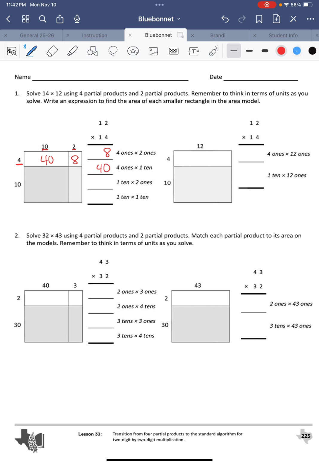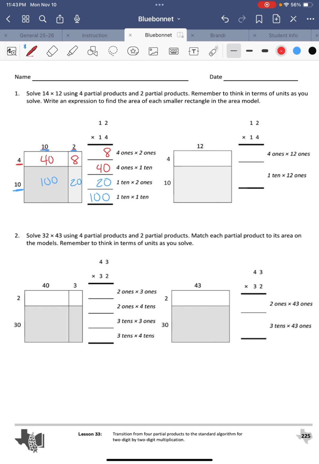On the bottom, I'm going to do 10 times 2 ones, 10 times 2. And then I'm going to do 10 times 10, which is 100. Oops, write those over here. Okay, now they want us to take those same partial products and do them over on the right.